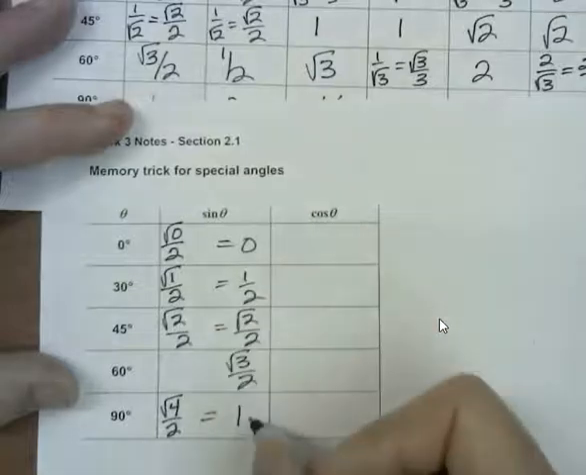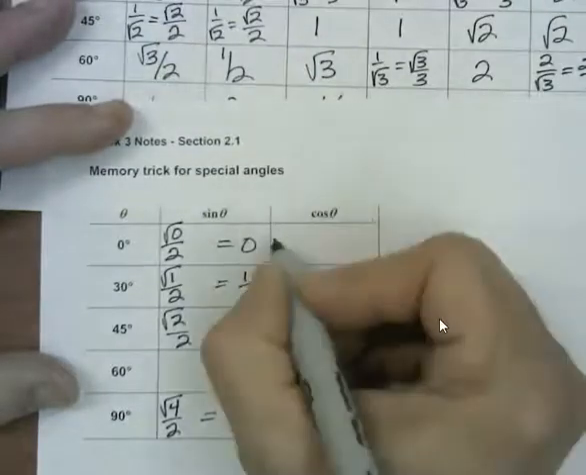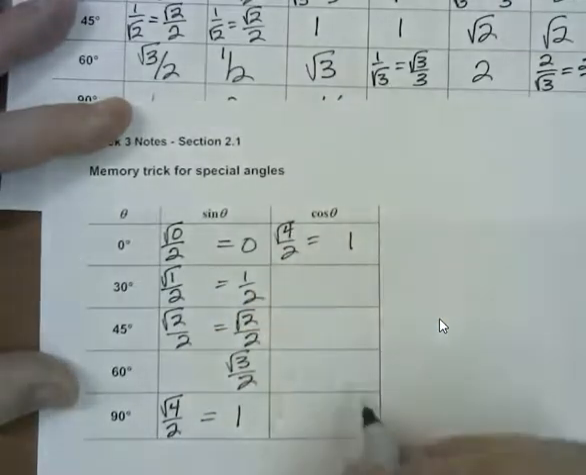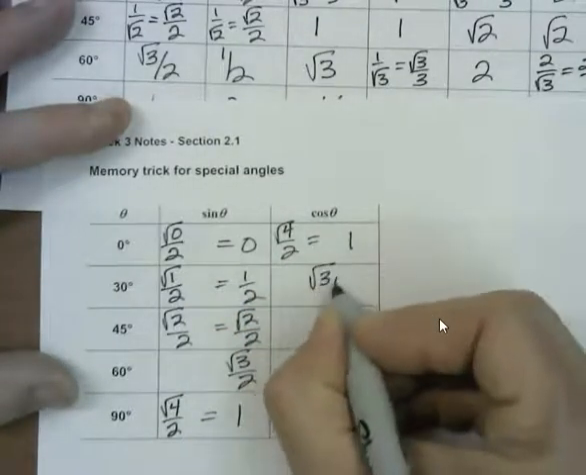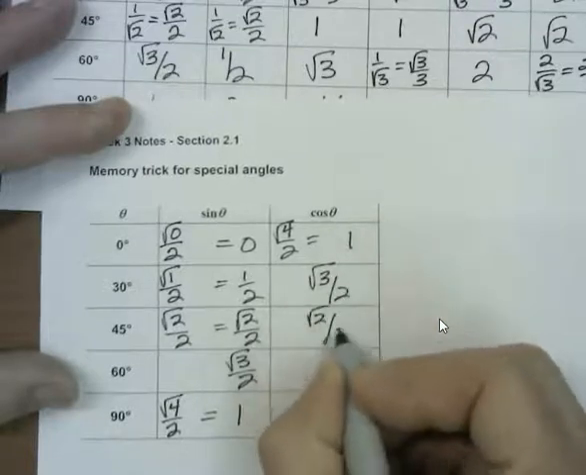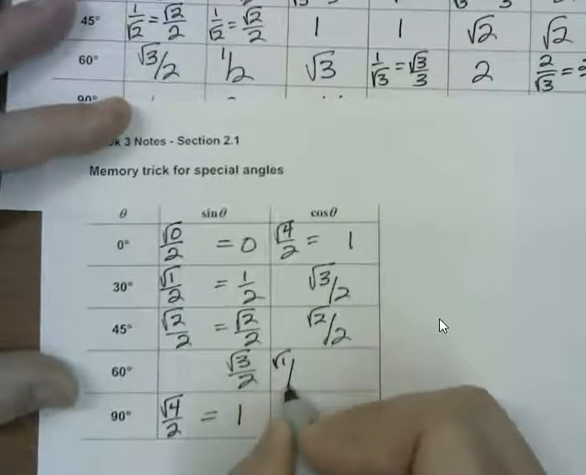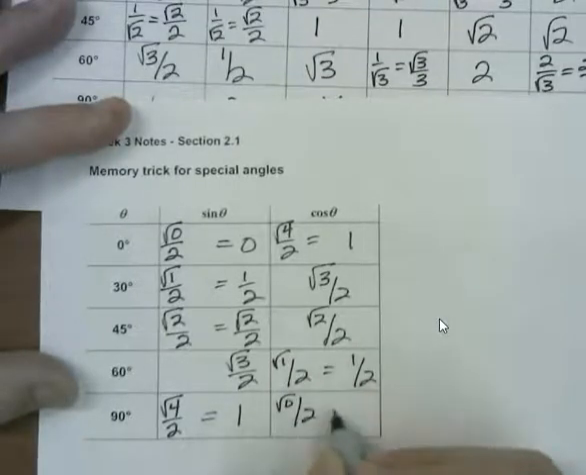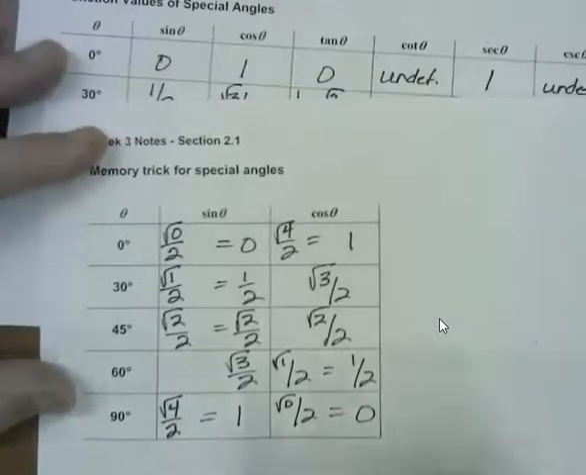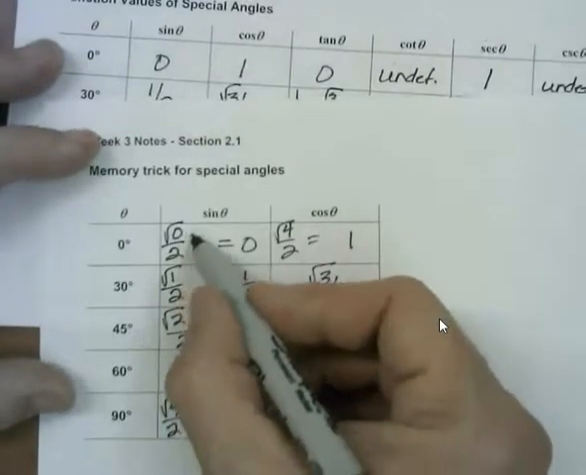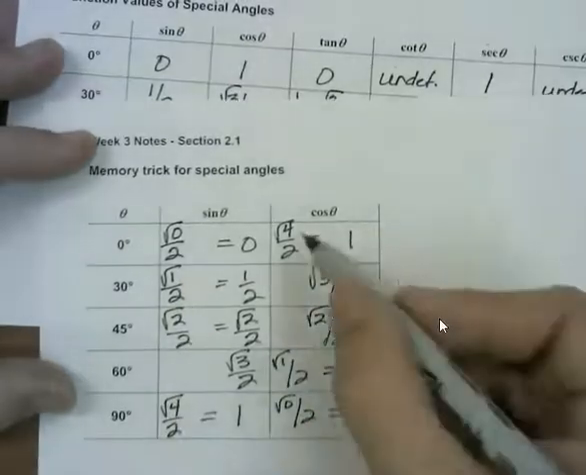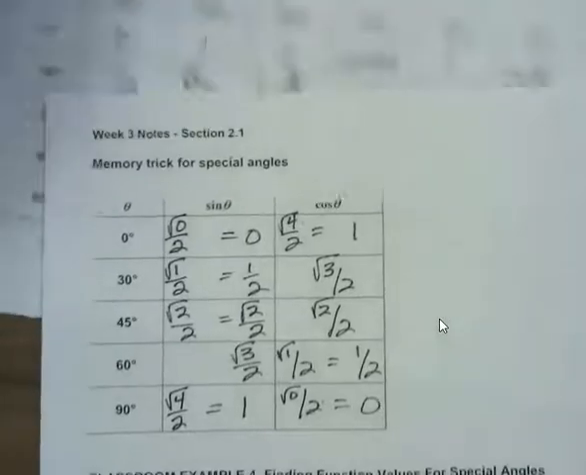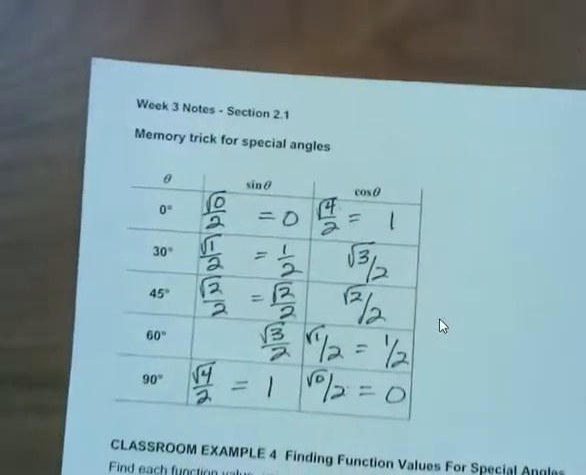Cosine does exactly the same thing, only in the opposite order. So this one starts out with 1, which is the square root of 4 over 2, and then we've got the square root of 3 over 2, the square root of 2 over 2, and then the square root of 1 over 2, which simplifies to 1/2, and the square root of 0 over 2, which simplifies to 0. So sine goes up from 0 to 4, cosine goes down from 4 down to 0. That's a really quick memory trick so that you don't have to try and remember that entire table.